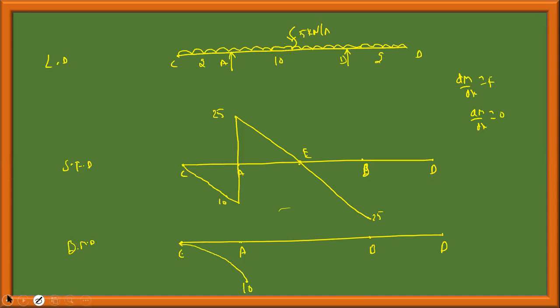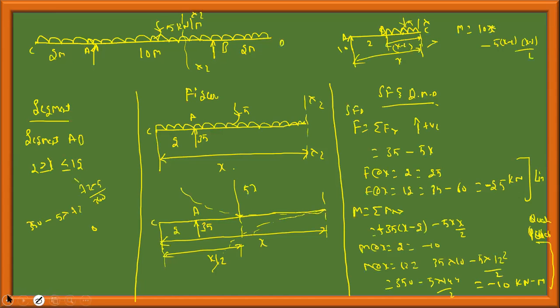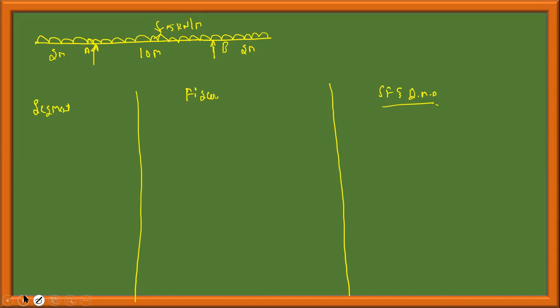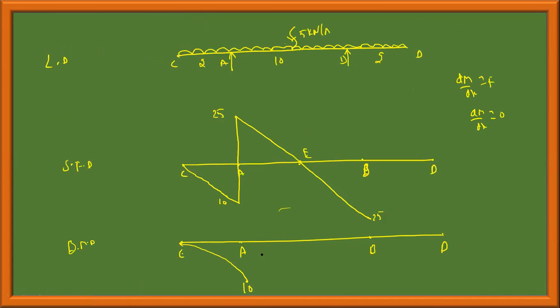Now, we have the bending moment at x equal to 2 is minus 10, and at x equal to 12 is also minus 10. Check it out. But I cannot plot minus 10 and minus 10 alone. I don't know whether the curve is like this or like this.